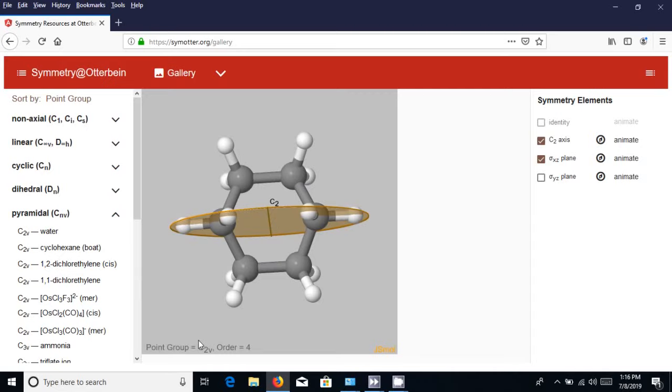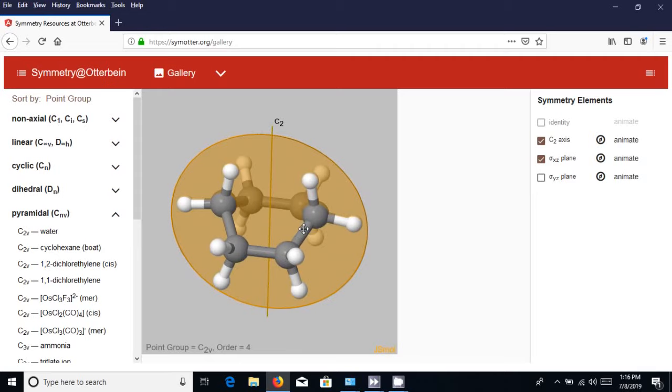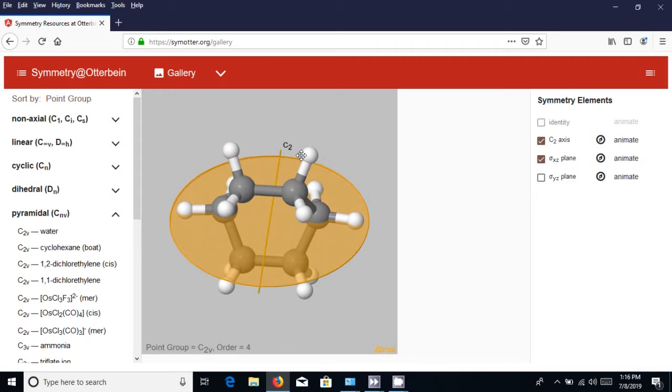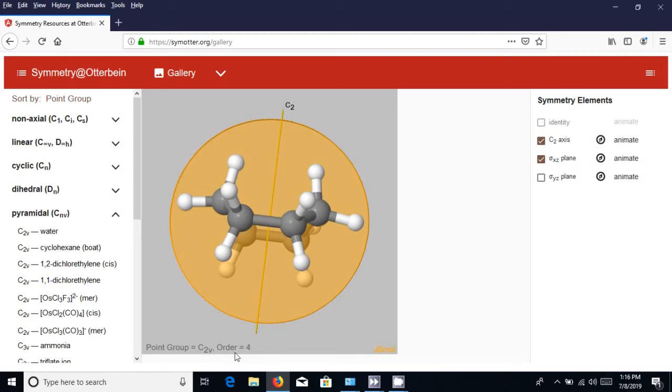So you can see here that the point group is the C2v point group, and this is one plane. So guys, don't confuse yourselves with the order and all these things. I'll explain all of this in detail when I explain group theory. Right now I am focusing only on the point group.